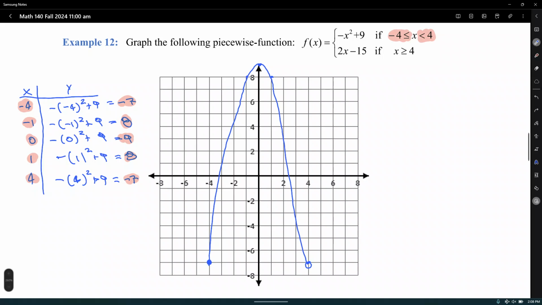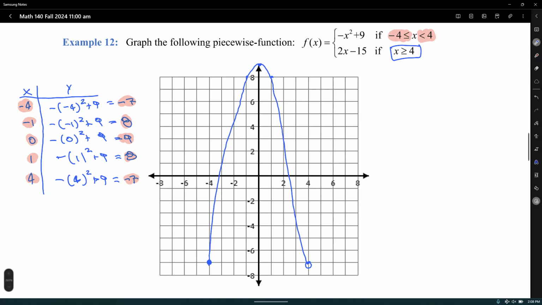So part B. 2x minus 15. Again, we don't have enough grid to go all the way to negative 15 and then rise over run, 2 units per 1. Rise 2 units, run one unit. No, we can't do that. So in this case, we're going to make a table of values starting at x equal to 4 and greater than or equal. So we would do values greater than or equal.